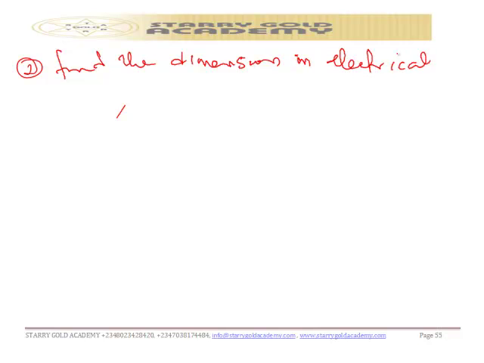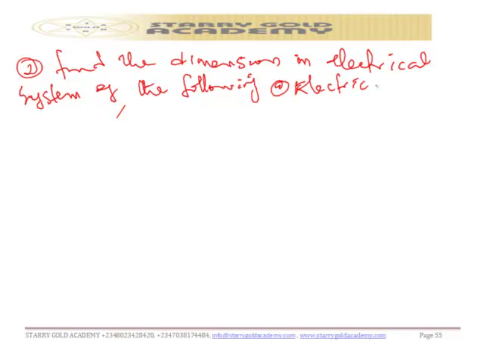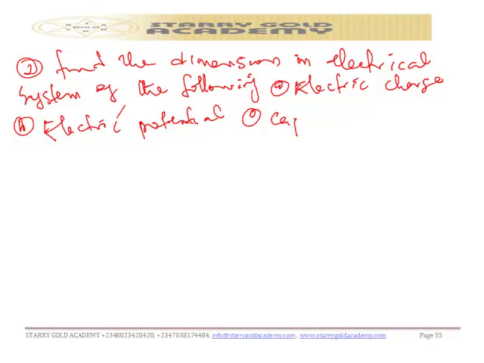Let us look at another example. Find the dimension in the electrical system of the following. We have A, electric charge. Then B, we have electric potential. Then C, we have capacitors, which is given as C.